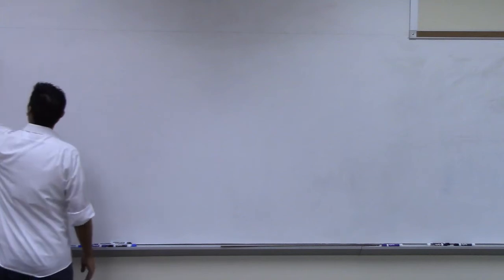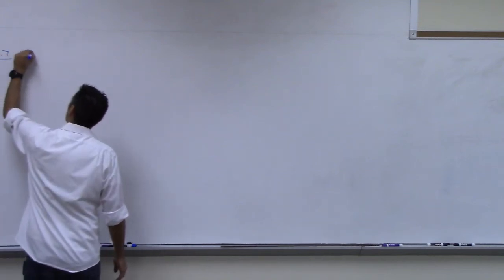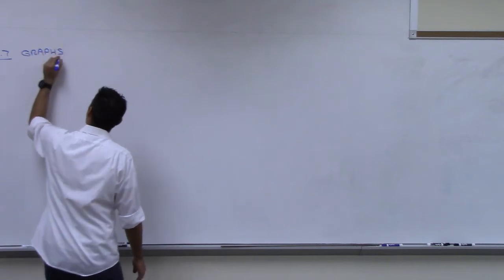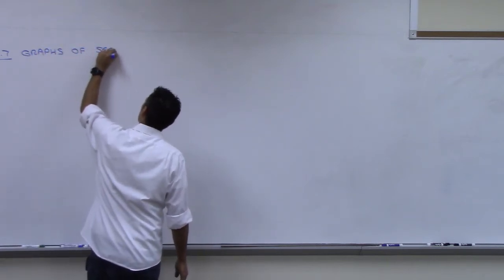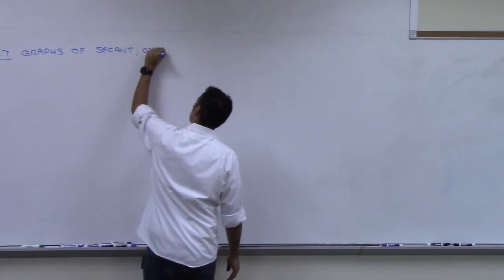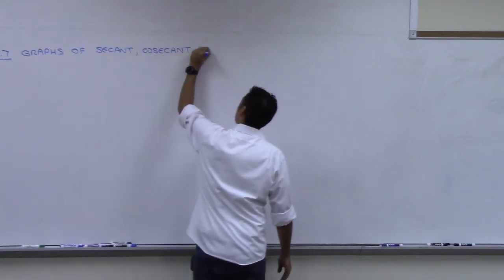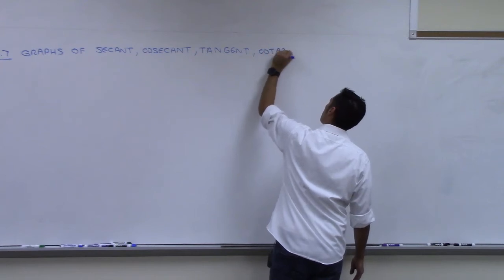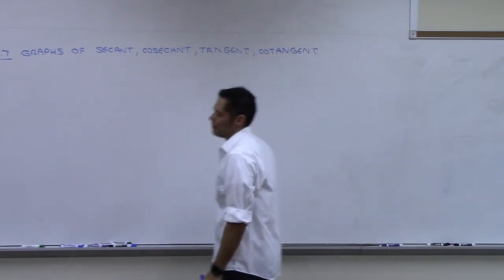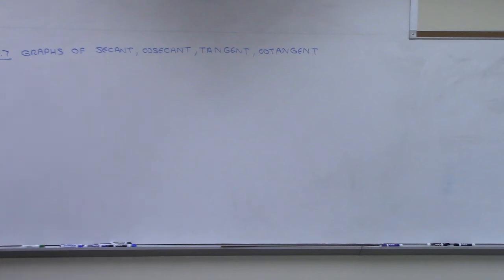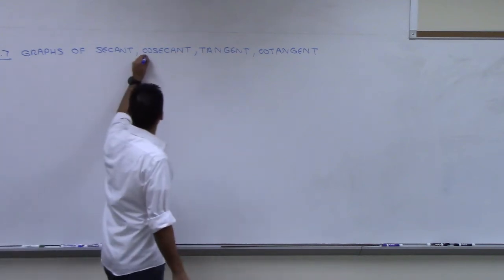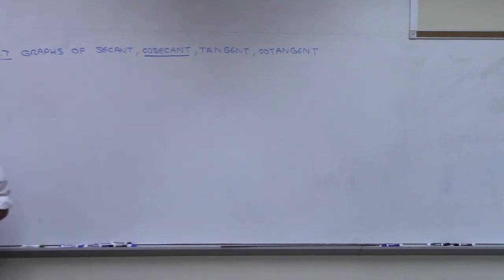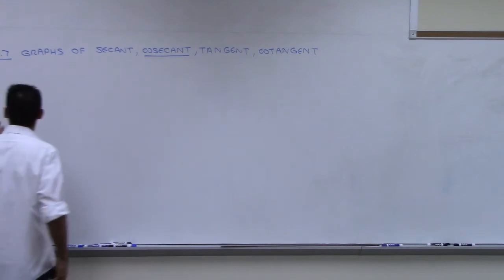Time to graph secant and cosecant. So we're going to move into 7.7. Secant, cosecant, tangent, and cotangent. All right. I'm actually going to start with cosecant. And then after I do cosecant, we're going to do secant. And after I do secant, we're going to do tangent. And after tangent, we're going to do cotangent. All right? So let's start with cosecant.